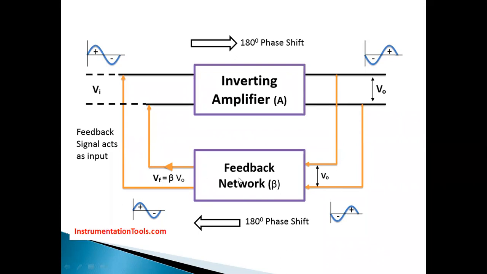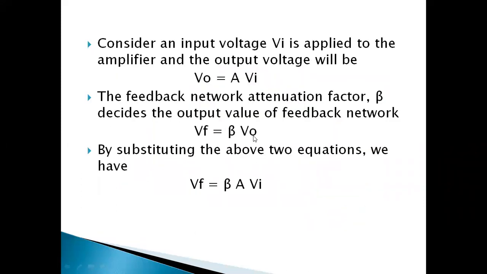And what is beta? Beta is equal to output VF by input V0. So beta is equal to VF by V0. From that equation, what is VF? If beta is VF by V0, VF becomes beta into V0. So this is the feedback voltage. By substituting, we already know VF is equal to beta into V0, and V0 is A into VI. So let's substitute the value, and VF is equal to beta into A into VI.